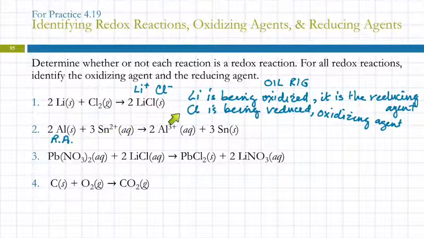Tin, going from 2+ to 0, is gaining electrons. Reduction is gain of electrons. It's being reduced. That makes it the oxidizing agent. Any questions yet?